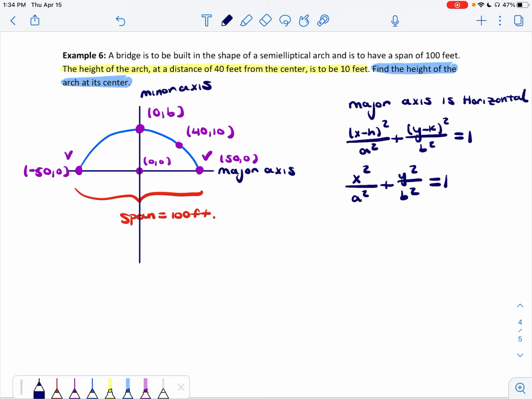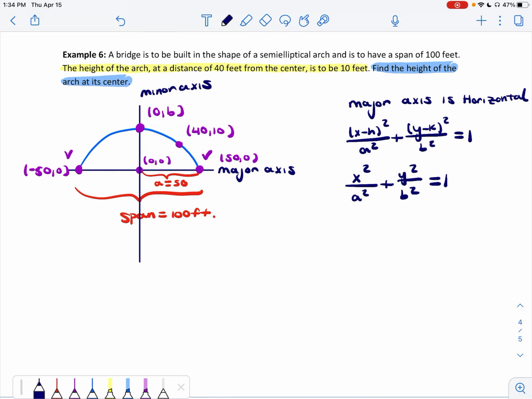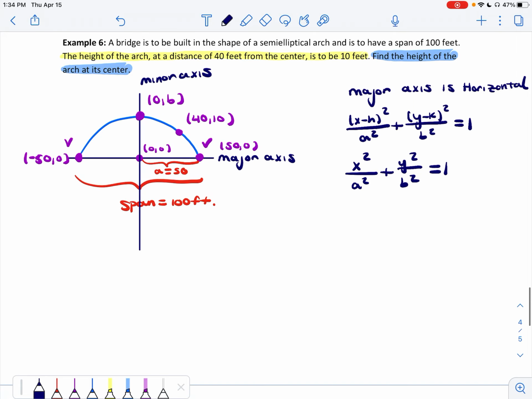Okay. Also, in addition to that, because we know that our vertices are at (-50, 0) and (+50, 0), we can see that our a value is equal to 50. The distance from the center to the vertex is 50. So we can also go ahead and plug that in. And 50 squared is 2,500. So you have x squared over 2,500 plus y squared over b squared is equal to 1. Okay, so that's plugging in all of our pieces so far.